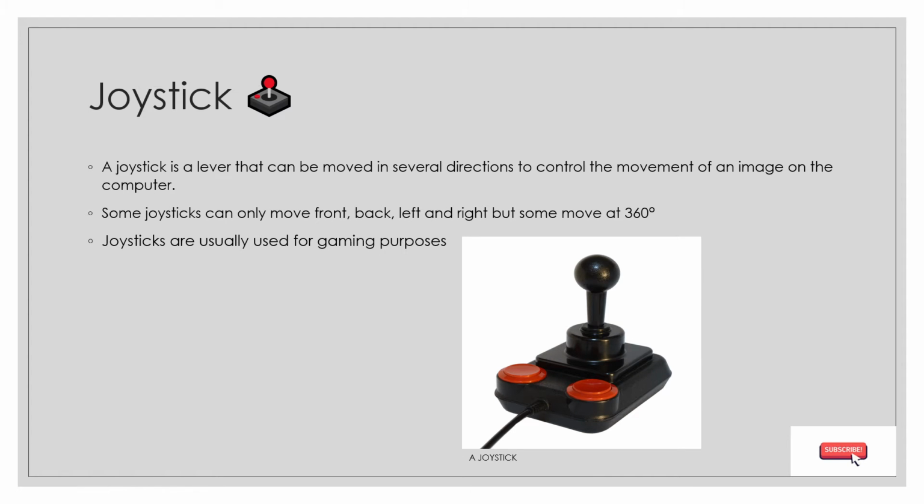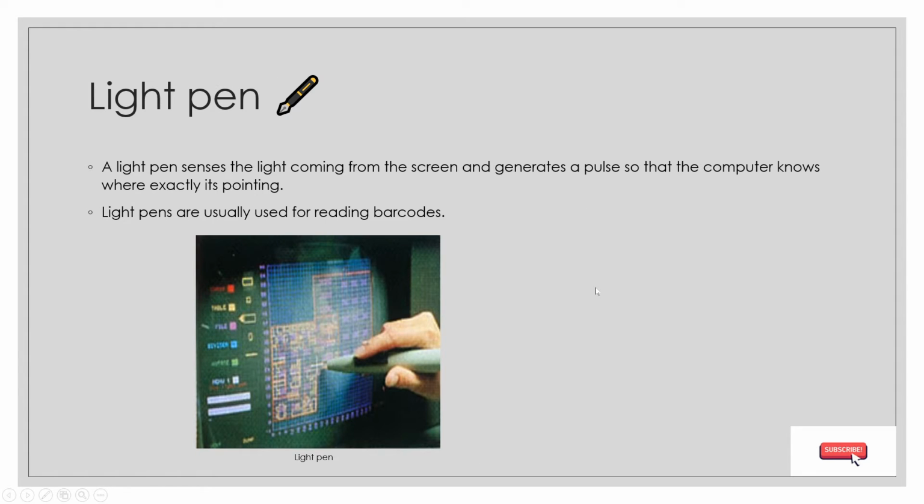Joystick. A joystick is a lever that can be moved in several directions to control the movement of an image on the computer screen. Some joysticks can only move front, back, left and right, but some move at 360 degrees. Joysticks are usually used for gaming purposes. So as you can see, this is a joystick. This is the lever.